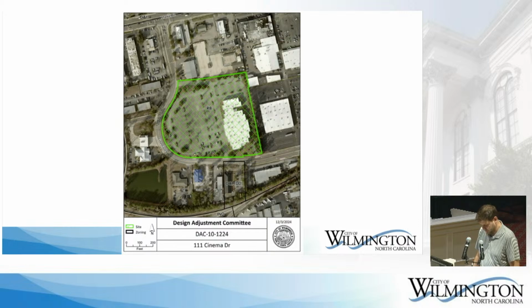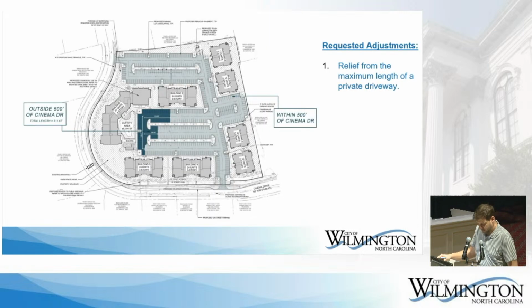The applicant's proposing a mixed-use development utilizing the commercial district mixed-use standards within the city's land development code. This includes 146 residential units and 10,000 square feet of commercial space. There are 2 access points shown on the plan in front of you, to Cinema Drive, one to the, I guess it'd be northwest, and the other to the south.